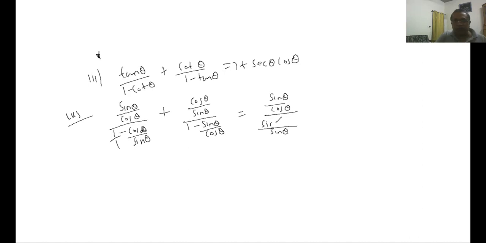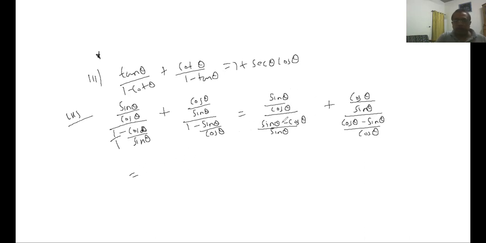So this is going to be sin theta minus cos theta plus cos theta upon sin theta. Here when I take the LCM, this is going to be cos theta minus sin theta by cos theta. Now how do we solve this?